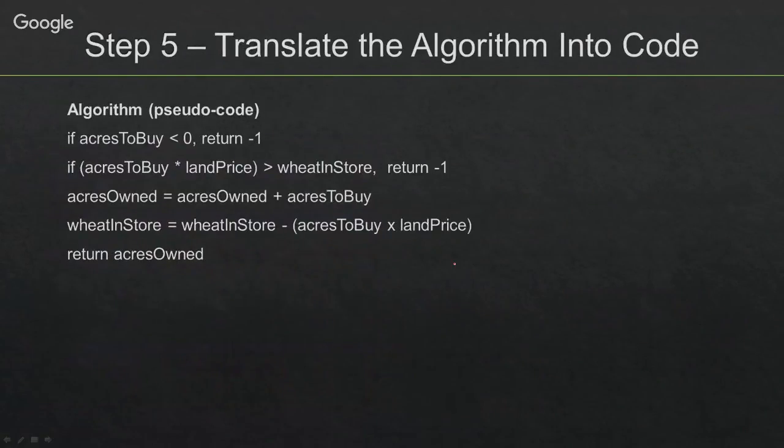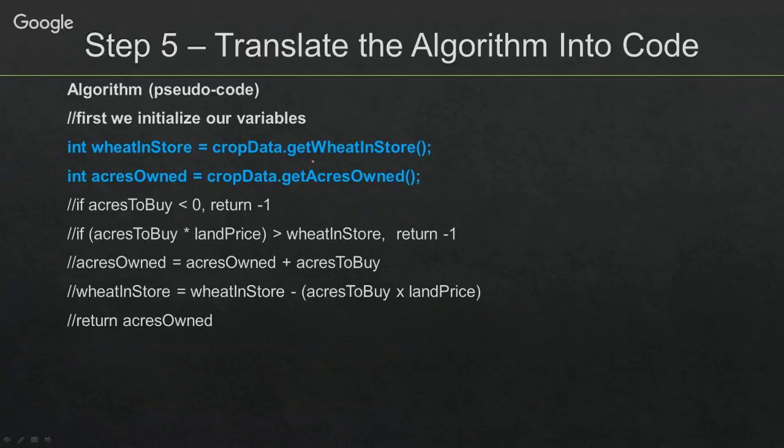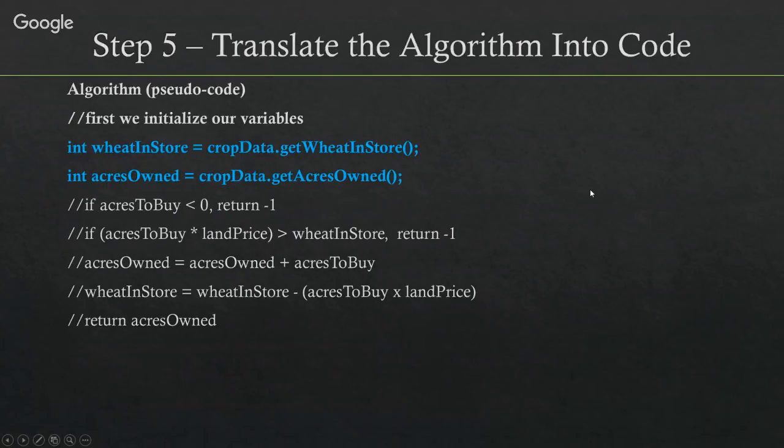Perfect. And next we would go to step 5, which is translate the algorithm into code. This is where we would take that test matrix information that we were just running, and use the algorithm, this pseudocode at the top here, to write the code. So we would say the integer wheat in store equals crop data get wheat in store. And then we do the same thing for acres owned. So we would start plugging that data into each one of these sections here. So that's where we actually initialize those variables.